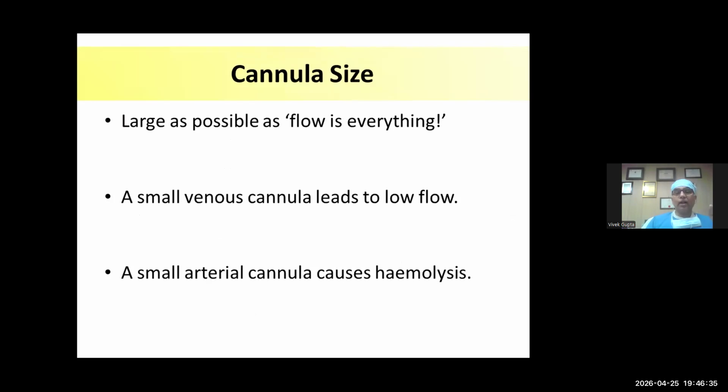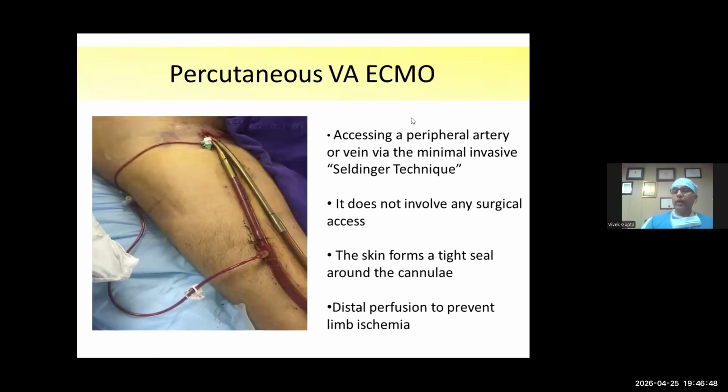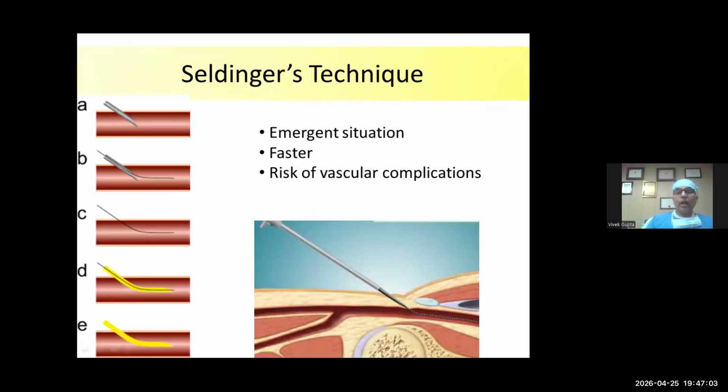The cannula size should be as large as possible. A small venous cannula will lead to low flow, more negative pressures, and more complications. And if we put in a small arterial cannula, then it may lead to hemolysis. So the technique, as I said, percutaneous is very good because you can do it quickly, it is minimally invasive, so there is the least chance of bleeding because the cannula itself makes a good skin seal, and you are placing a distal perfusion cannula to prevent limb ischemia.